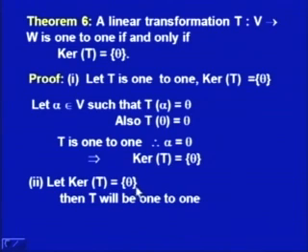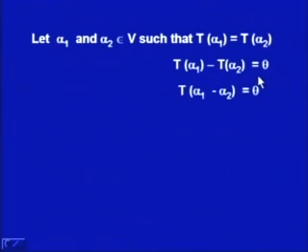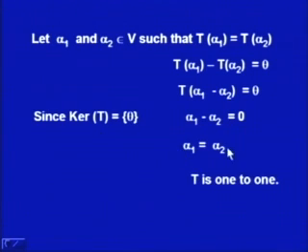The second is if kernel T is equal to theta, then T will be 1-to-1. Now, to prove this result, we consider alpha 1 and alpha 2 belonging to V such that T alpha 1 is equal to T of alpha 2. Then T of alpha 1 minus T alpha 2 is equal to theta, and since it is a linear transformation, T of alpha 1 minus alpha 2 is equal to theta. But alpha 1 minus alpha 2 will also belong to V because V is a subspace. So, the linear combination will also belong to V. So, T of alpha 1 minus alpha 2 is equal to theta, but we have said that only theta can map to this. So, kernel T is equal to theta. So, that means alpha 1 minus alpha 2 is equal to theta, and that proves alpha 1 is equal to alpha 2.